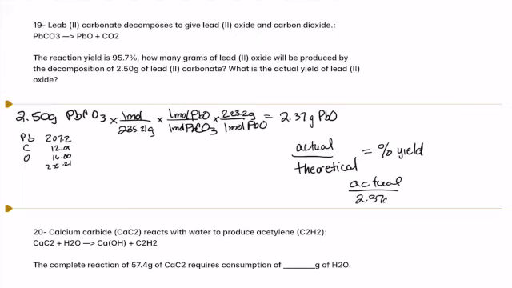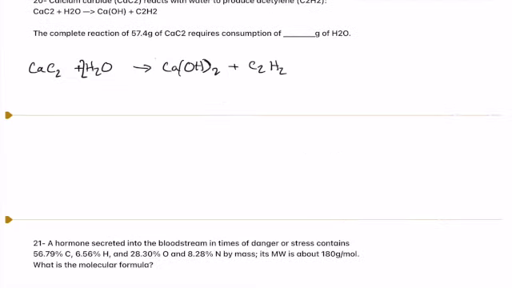And then remembering that our actual over our theoretical is equal to percent yield. In the prompt here, they gave us the reaction yield of 0.957 or 95.7%. We just determined the correct theoretical yield, which was not what I wrote. You'll need to solve for actual.